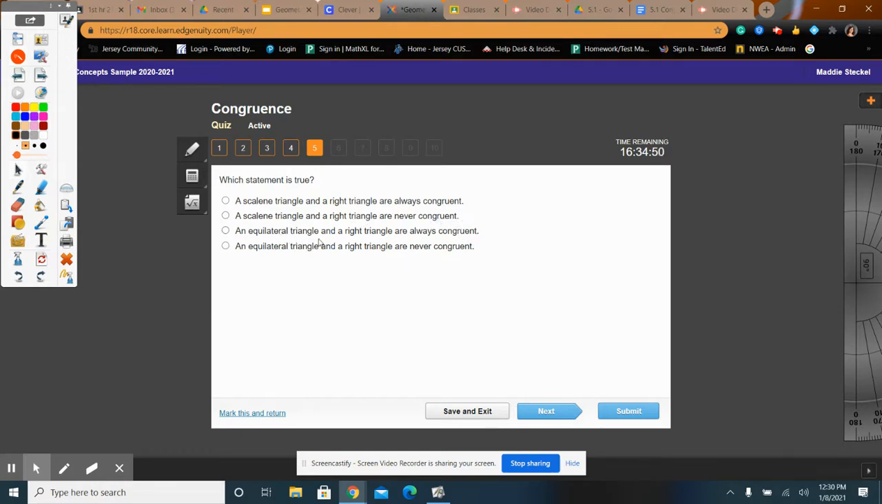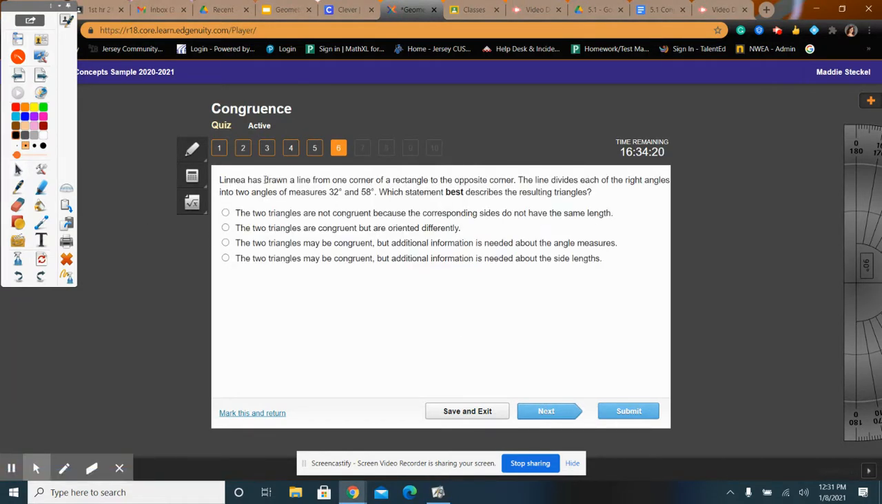An equilateral triangle and a right triangle are always congruent. No, that's not true. Equilateral means all sides are equal. Right triangle is just about the angle. An equilateral triangle and a right triangle can never be congruent, and that actually is true because if you have a right triangle, even if the two sides are equal, the hypotenuse is always the longest side, so that's going to be the case there. This quiz is really hard.